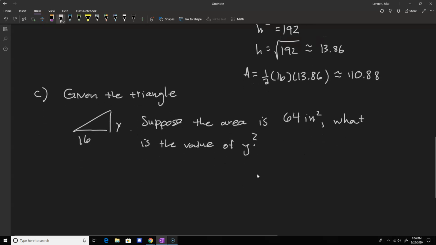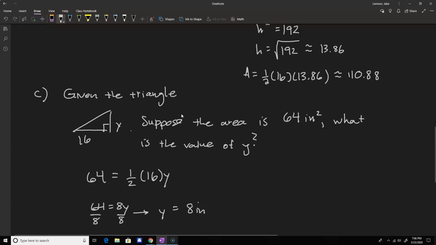Basically we just plug everything we know into the area formula. We know the area is 64, we know the base is 16, and we know y is the height. This is a 90-degree angle, so y in fact is the height, if that was not clear. So 64 is equal to 8 times y. Divide by 8, and we get that y is equal to 8 inches. Remember, the side lengths are all inches, even though the area has a different unit, inches squared.